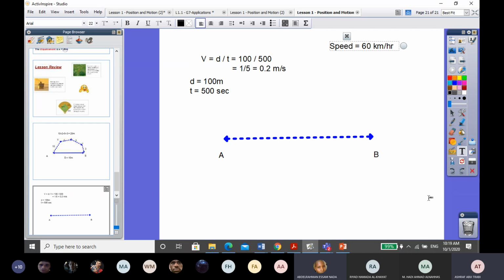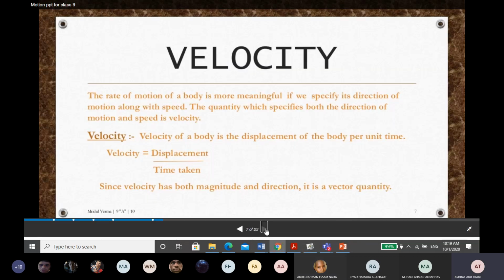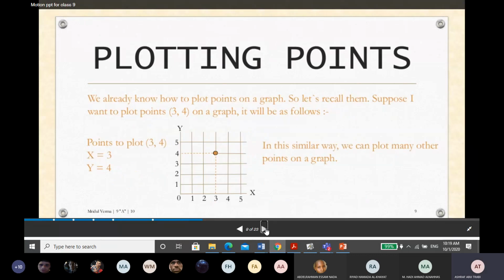Clear, guys? Okay, great. Can you zoom out? You are zoomed in. You can zoom out on your phone. Are you joining from your phone or from your laptop? Yes, Mr., I zoomed out.